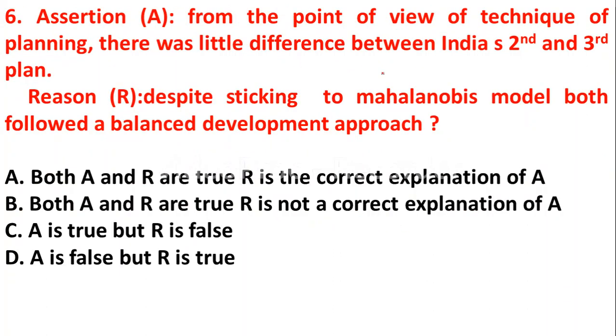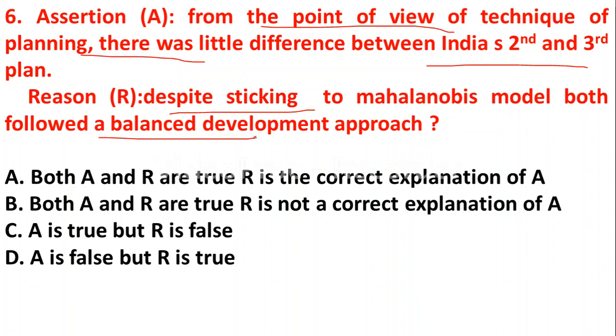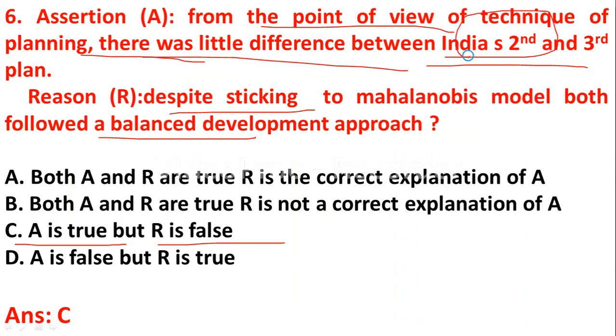Question number 6, assertion and reasoning. Here the assertion is, from the point of view of technique of planning, there was little difference between India's second plan and third plan. And the reason is, despite sticking to the Mahalanobis model, both followed a balanced development approach. So here the right answer is option C. The assertion is true, but the reason is false here.